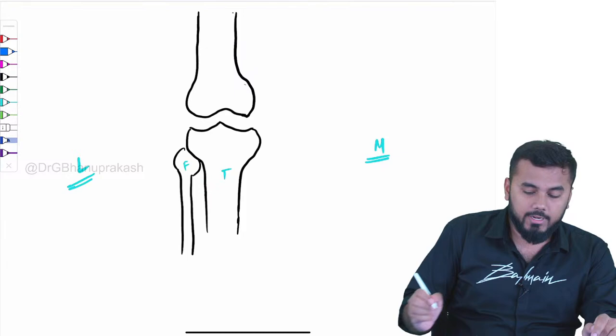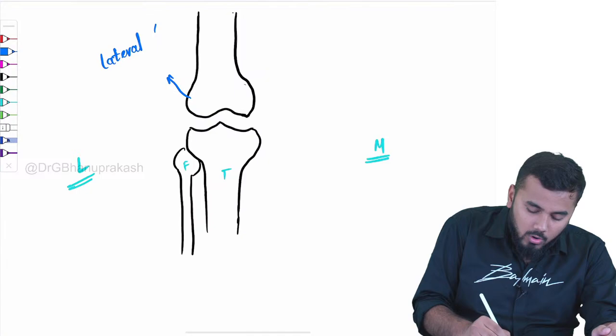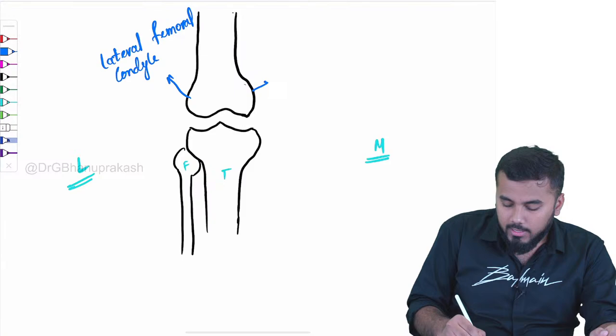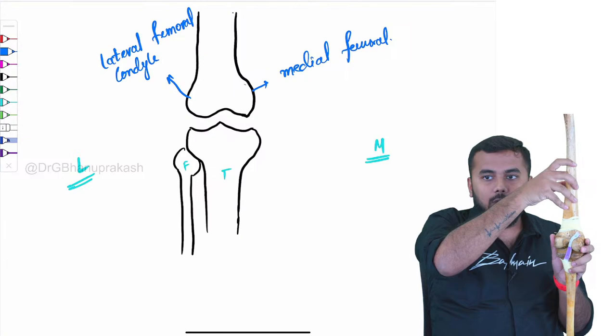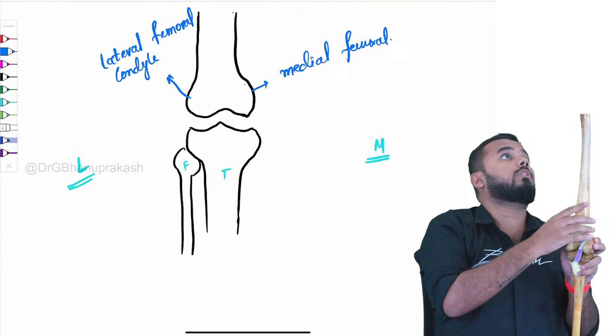this is called the lateral femoral condyle. And this is called the medial femoral condyle. For example, if I have to show it to you here, I hope all of you can look at this. See here. So this one is called the lateral femoral condyle. This is called the medial femoral condyle. Lateral and medial femoral condyle.